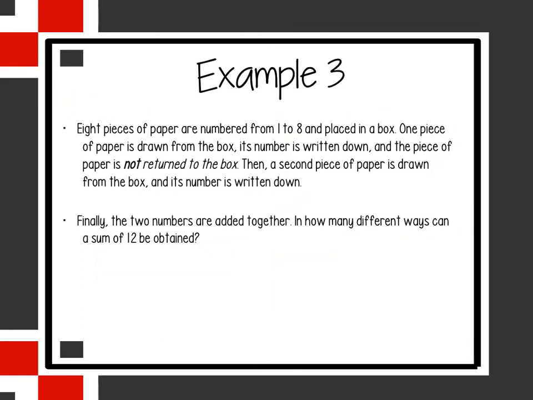Example 3. Almost exactly the same thing except for what? The paper is not returned. How does that have an impact on what we just found? You can't get 6 and 6, which means you can get 8 and 4, 4 and 8, 5 and 7, 7 and 5. But you can't get 6 and 6, which means this time there's only 4 options. Questions so far? Everybody okay?